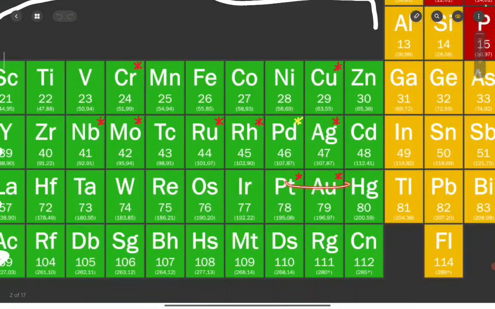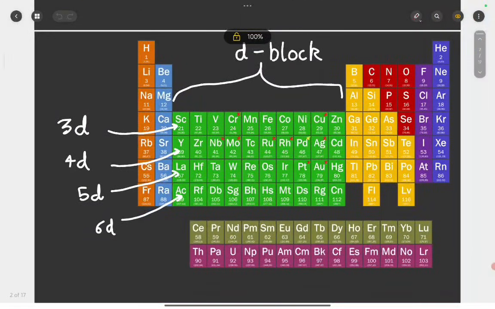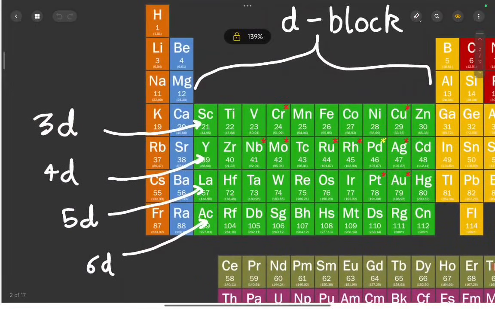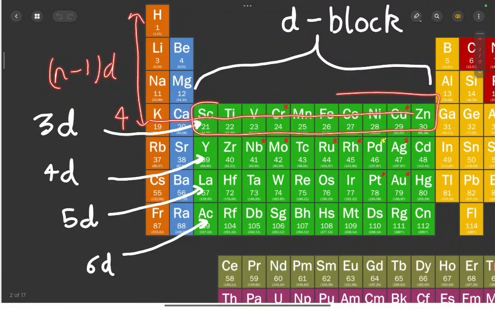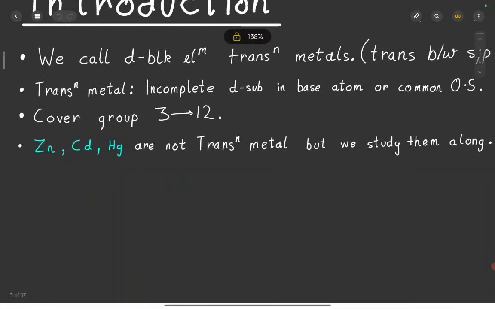Now, what do these stars mean? These stars mean that they show exceptional electronic configuration. We will see that. The first series is called 3d series, the second is 4d, 5d, 6d, and we call it nd because basically this is (n minus 1)d, where n is the principal quantum number. Here you can see this is the fourth period, but still this is 3d, and this is thanks to the Aufbau order. So let's begin with the introduction.